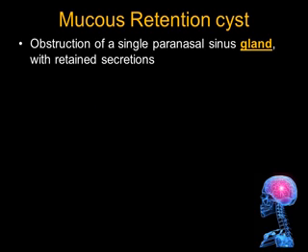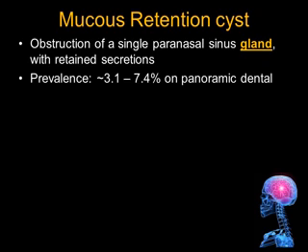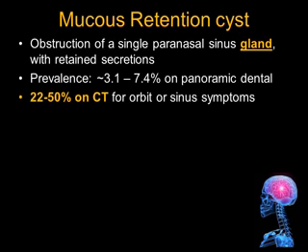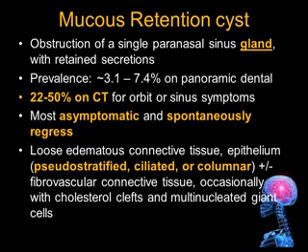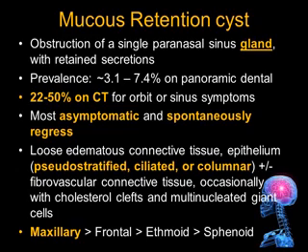A mucus retention cyst is obstruction of a single paranasal sinus gland with retained secretions. The prevalence is a little bit less than 10% on panoramic dental films, but up to 50% on CT scans done for orbit or sinus symptoms. Most mucus retention cysts are asymptomatic and spontaneously regress. They are typically lined by respiratory epithelium which may become modified. They are most common in the maxillary sinus and least common in the sphenoid sinus.